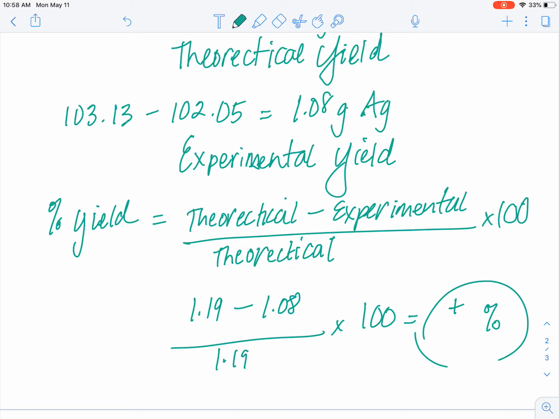I think that wraps it up for now. Think about some of the experimental error. Like I said, perhaps you didn't wait long enough for the nickel to fully react with the silver nitrate, so there was still excess nickel left over. So think outside the box as far as experimental error is concerned.